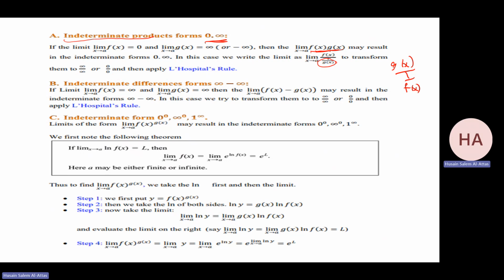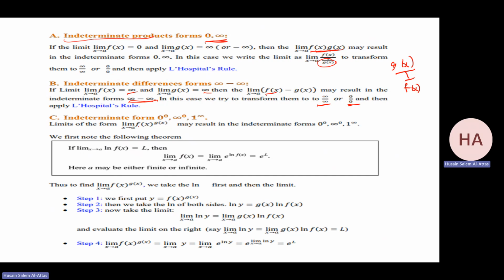Yeah, do it the way you like. Usually try to do it in a way so that when you differentiate, you can reach the answer quickly. The same thing if you have infinity minus infinity: you need to rewrite it in a way that gives infinity over infinity or 0 over 0.